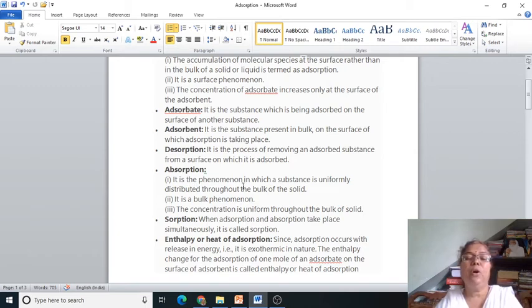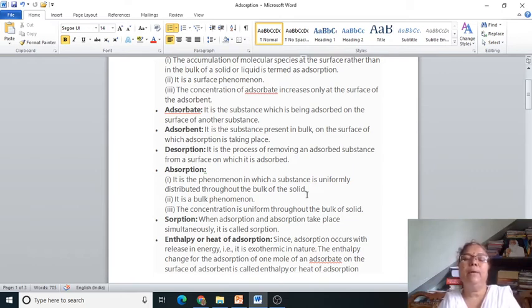This absorption phenomenon takes place in the bulk of the substance. Here it is the phenomenon in which a substance is uniformly distributed throughout the bulk of the solid. Suppose, for example, we have a chalk stick and you pour ink on it. Then what happens? The ink will get penetrated in the bulk of the chalk, and that process is the absorption.